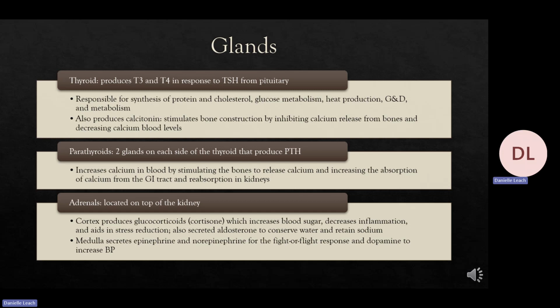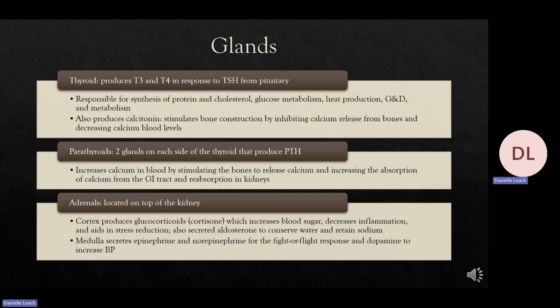Then we have the adrenal glands. They're located on top of the kidneys. They are made up of two parts, the cortex and medulla. The cortex produces steroids like glucocorticoids, mainly cortisone, which increases blood sugar, decreases inflammation, and aids in stress reduction. It also produces aldosterone, which is secreted to conserve water as well as sodium.